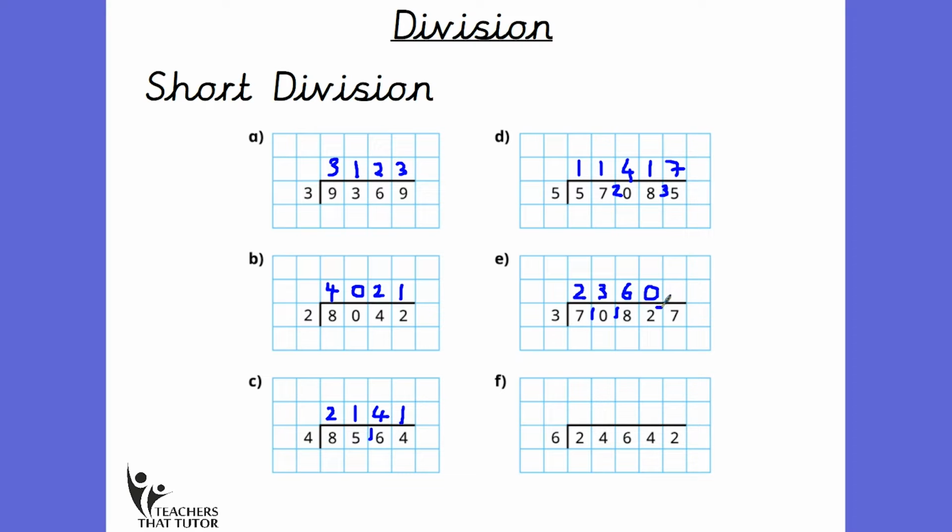And then in this instance, you join these two numbers together. Sometimes I tell the children just to draw a small line like this because it's easier. How many 3's in 27? There are 9.